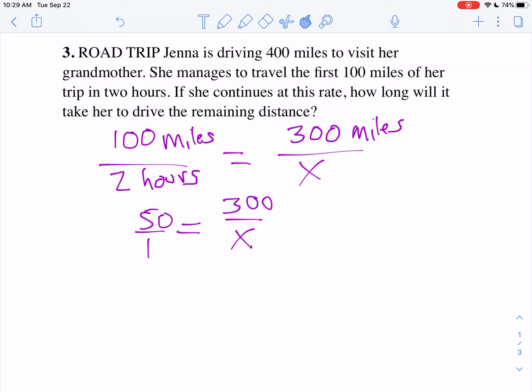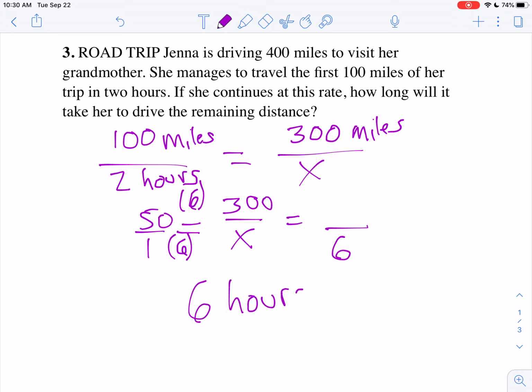What do you multiply 50 by to get 300? Well, 5 times 6 is 30, so 50 times 6 should be 300. If you multiply the numerator by 6, you multiply the denominator by 6. So 1 times 6 is 6. So it should take her 6 hours to travel the remaining trip.